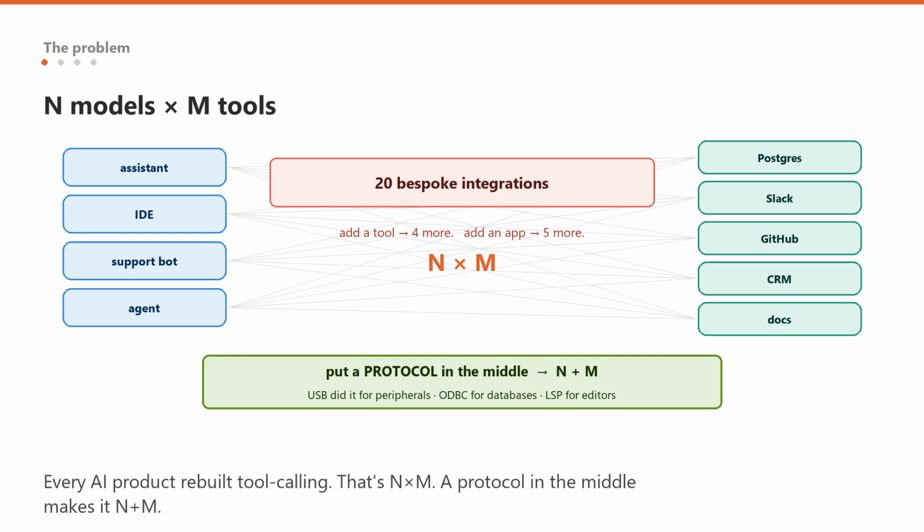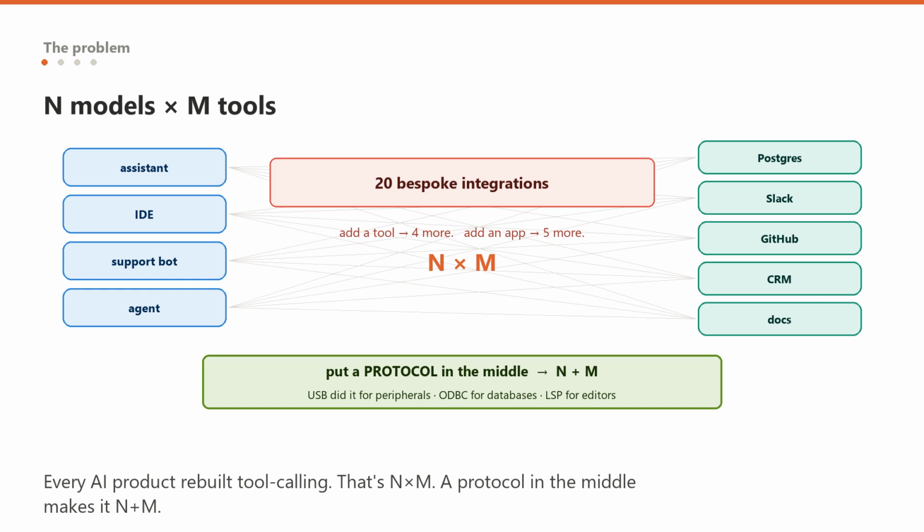Count the work. You have 4 AI applications, a chat assistant, an IDE, a support bot, an internal agent, and you have 5 things they need to reach: Postgres, Slack, GitHub, your CRM, your docs. If every application integrates every tool directly, that is 20 integrations. Add a 6th tool and you write 4 more. Add a 5th application and you write 5 more. It grows as N times M, and every one of those integrations is bespoke.